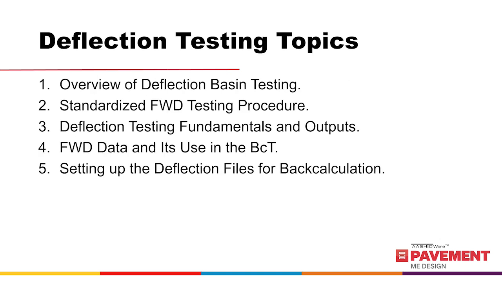There are 5 major topics within Session 1 of Module 2. The first is a brief history and overview of deflection testing. The second topic is standardization of FWD testing procedures and test protocols. The third is a focus on the fundamentals of deflection testing with outputs associated with deflection testing. The fourth is how FWD data is used in the BCT software for rehabilitation design. And finally, the fifth is a topic on setting up the deflection files to be used in back calculation.